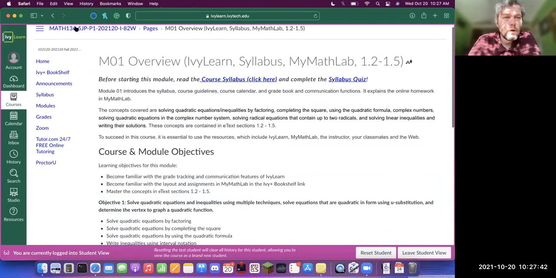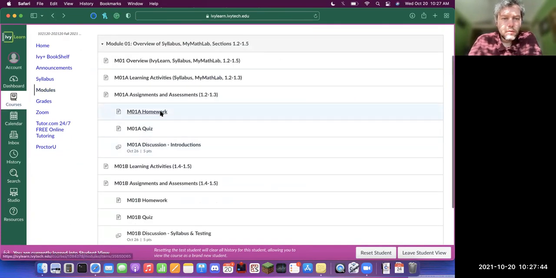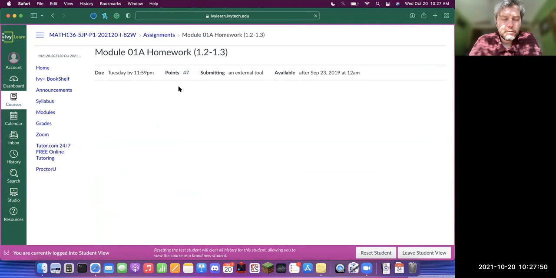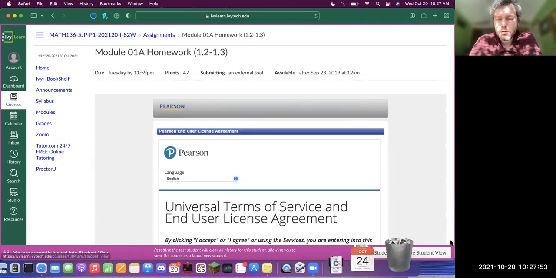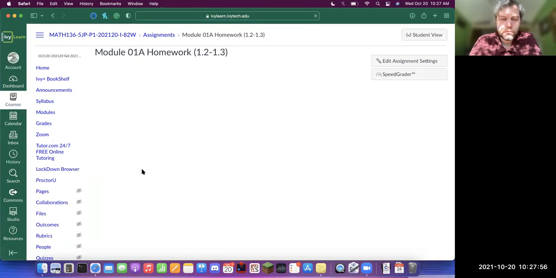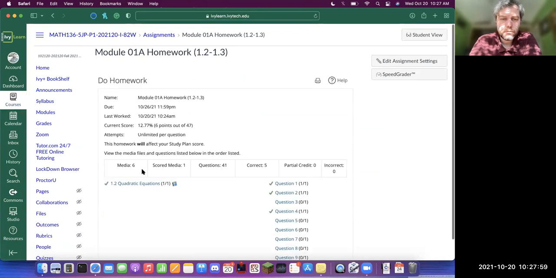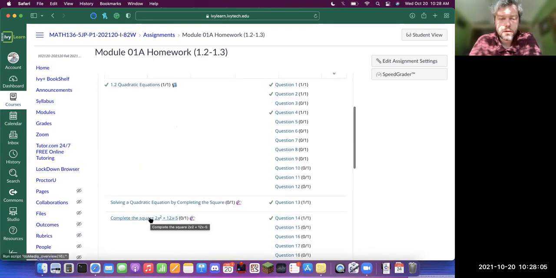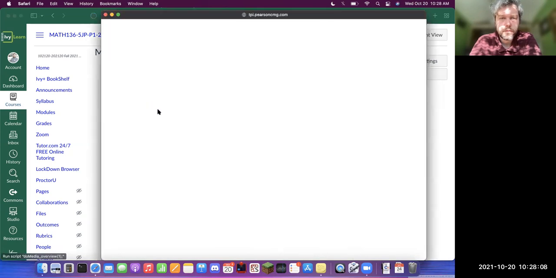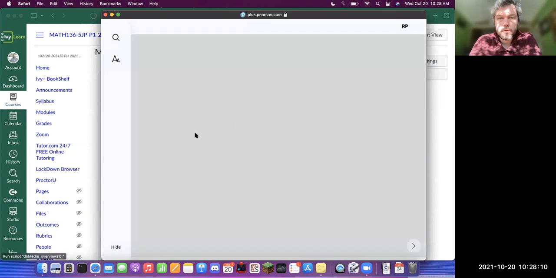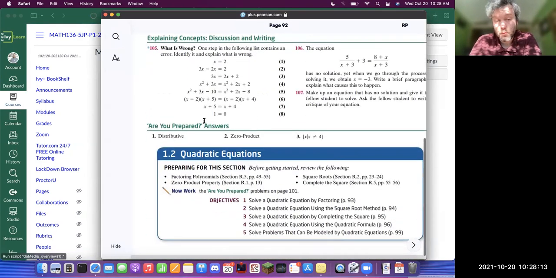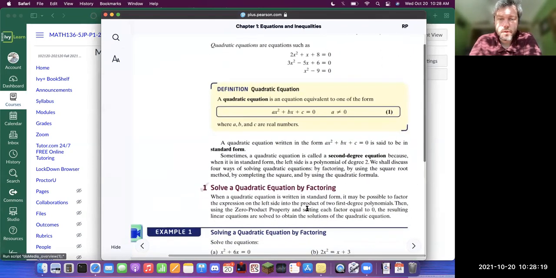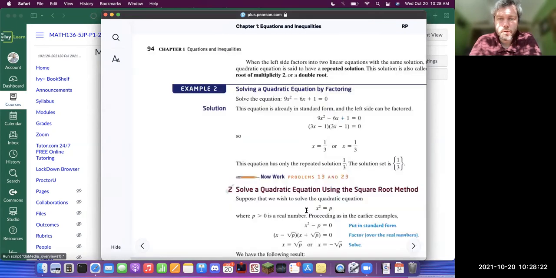Let's go to the homework. Oh, I'm in student view. So here, when I'm in the homework, it has the textbook section right here. That is section 1.2 right there. That's one way to get to it. Oh, okay. That seems like a pretty convenient way because it's right next to your homework.